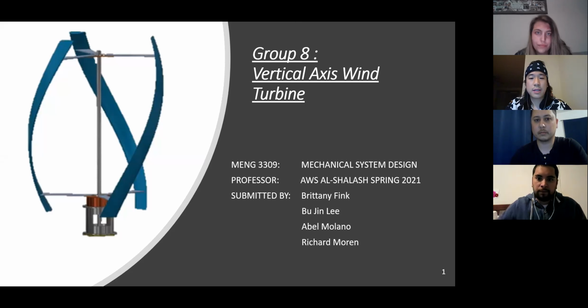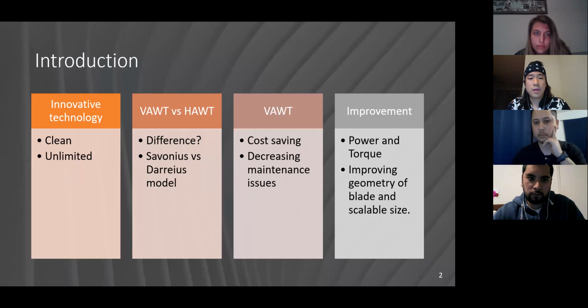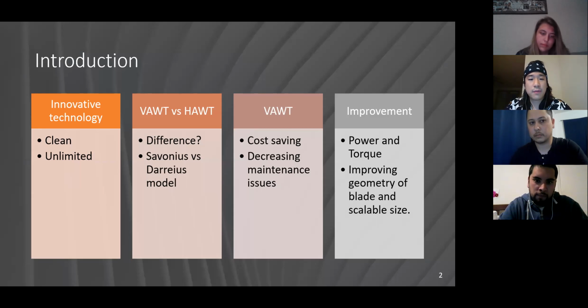We'll be talking about the axial wind turbine. Technology is continuously improving, and so is the demand for cleaner energy. One of the most abundant sources of energy is the wind. The team has decided to focus on the vertical axis wind turbine, also known as VAWT. We chose this option based on its usefulness and how it can be applied in urban settings.